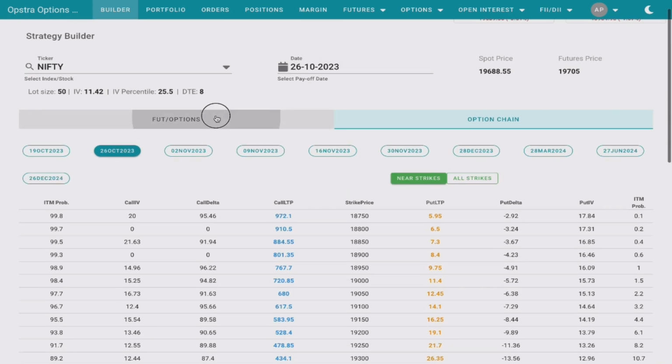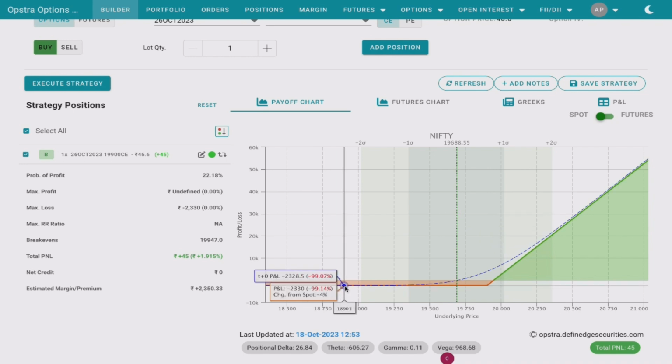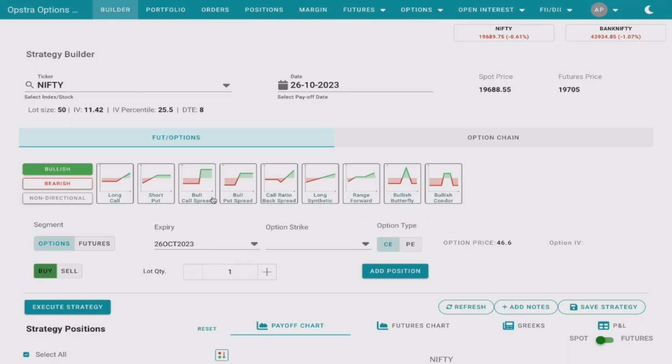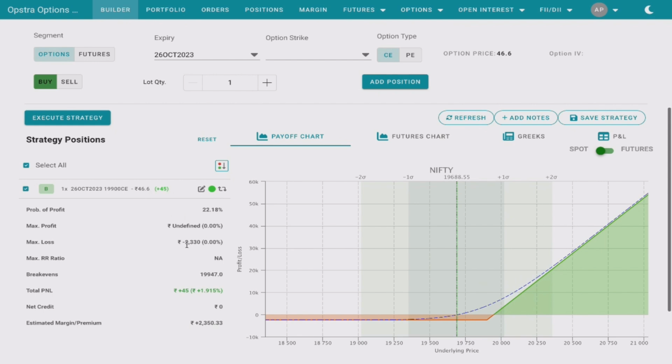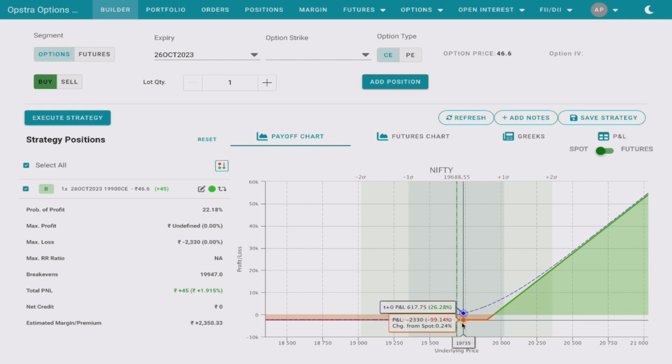Now when I have a look at the risk profile diagram, here's what I see. As anticipated, we have a maximum loss of 2,330, basically 46.6 rupees into the lot size of 50 for the Nifty. So 50 into 46.6 is roughly 2,330 rupees. That's my maximum loss. If the market stays where it is, goes down, or goes up as high as 19,900, I am still losing money, and that loss is 2,330 rupees.